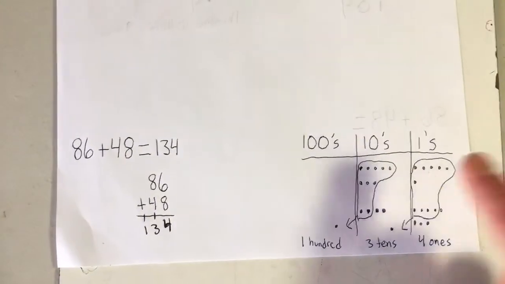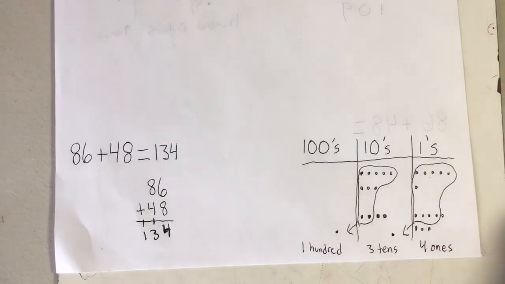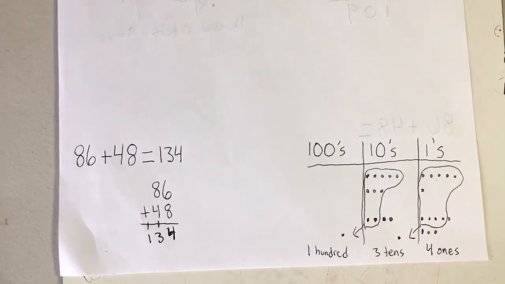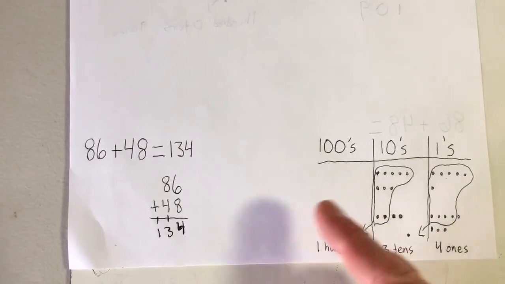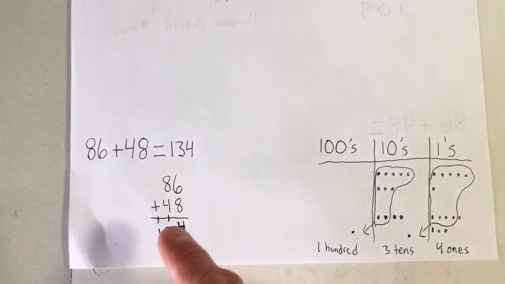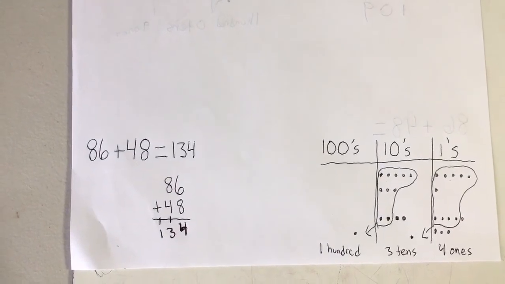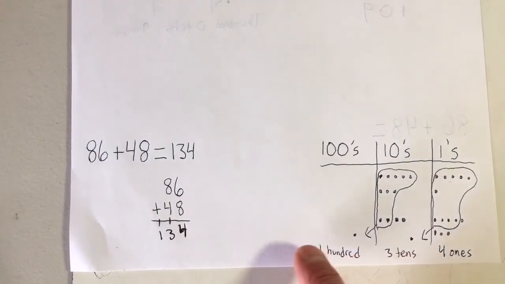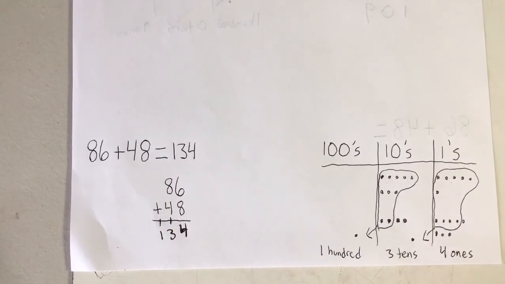134. I had 14 ones. I had to compose, so I had 4 ones left. Then I had to compose another 100 because I had 8 plus 4 plus 1. And that would leave 3 tens, and then I composed 100. So my answer is 134.